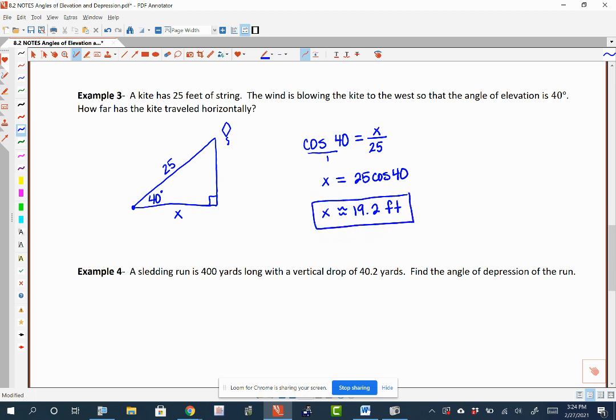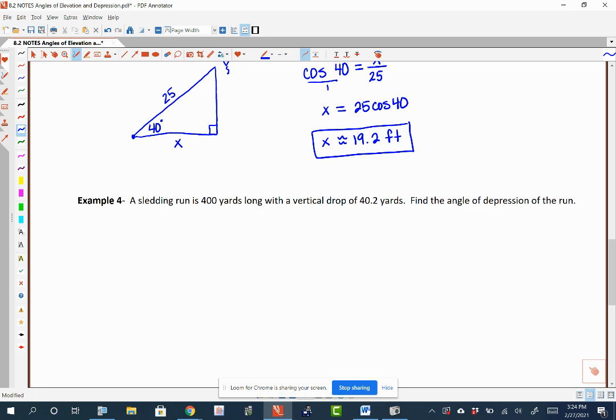Okay, last one. A sledding run is 400 yards long. So we're sledding down a hill, and it's 400 yards. With a vertical drop, so I know if I was at the top of my hill, there would be a vertical drop of about 40.2 yards. Find the angle of depression of the run. So what I've got here is creating a right triangle, but from the top of my run, an angle of depression is created right here, and I'm looking for that.